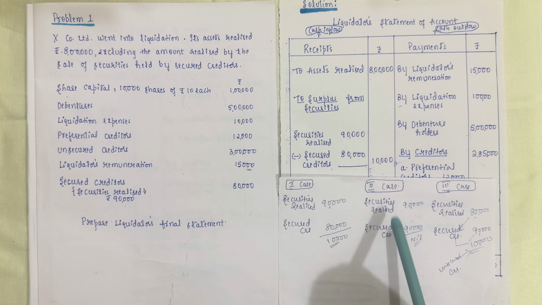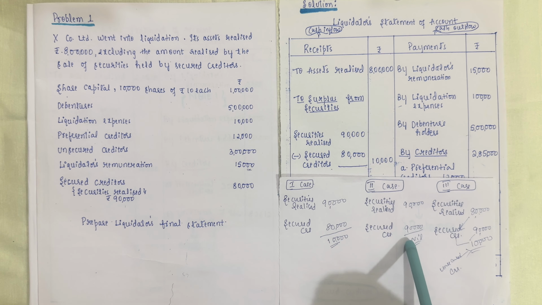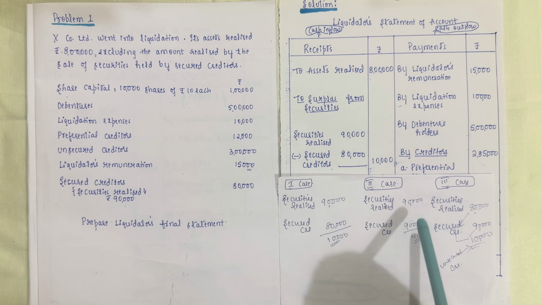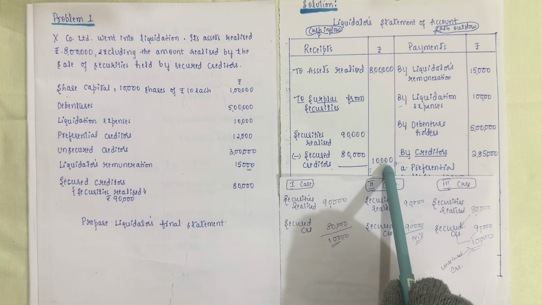What can be the second case? In the second case, the security realized is 90,000. But how much do we have to pay to secured creditors? That is also 90,000. We got 90,000, we pay 90,000. Do we have anything there? No, there is nothing. Nothing will remain. Here it will be nil.